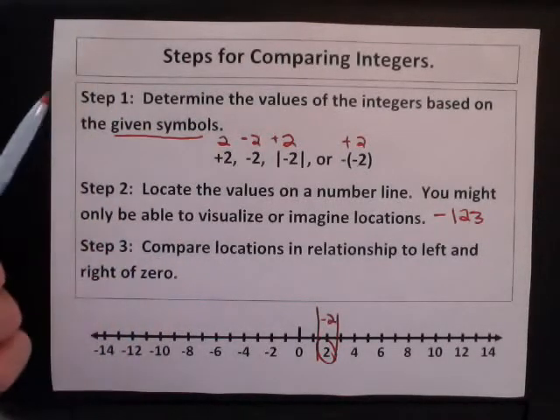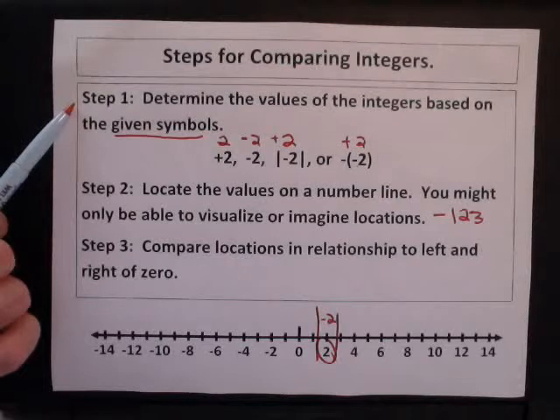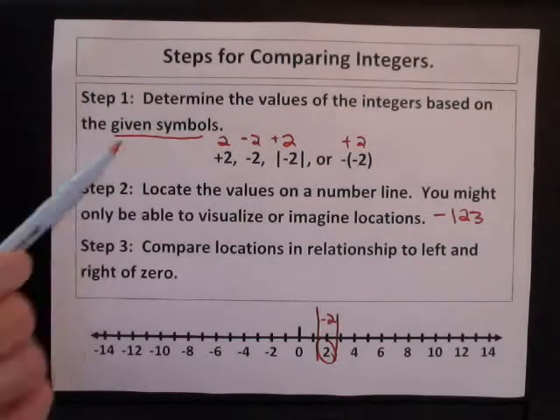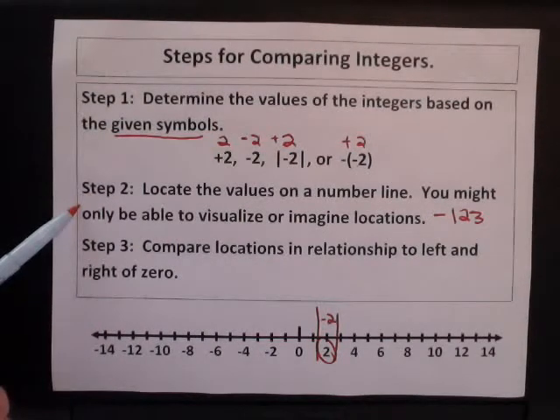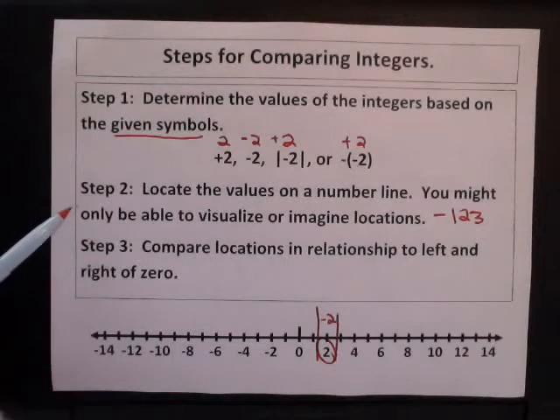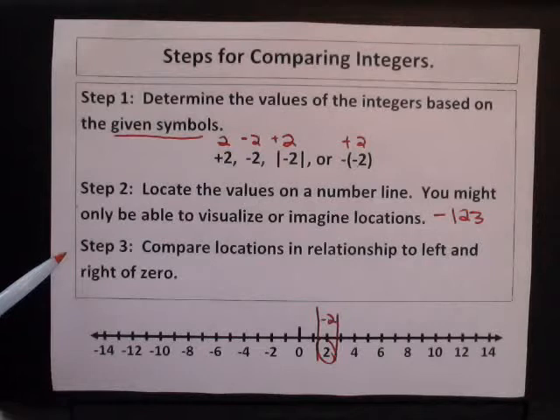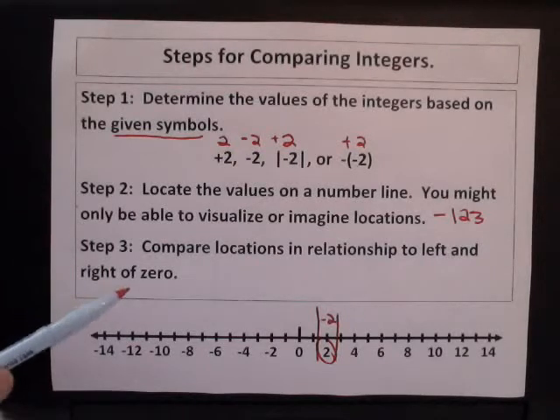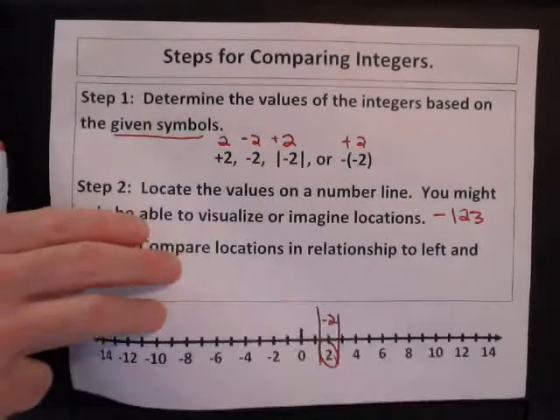But anyways, the steps are: Step 1, determine the value of the integers based on the given symbols. Step 2, locate the values on a number line. You might only be able to visualize or imagine locations. And step 3, compare locations in relationship to left and right of 0. All right. So anyways, let's take a minute and actually do some comparing.